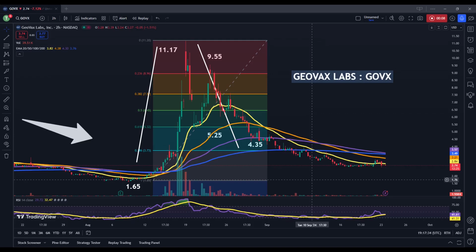Here we have the current stock market analysis for GEOVAX Labs Incorporated, stock ticker GOVX.